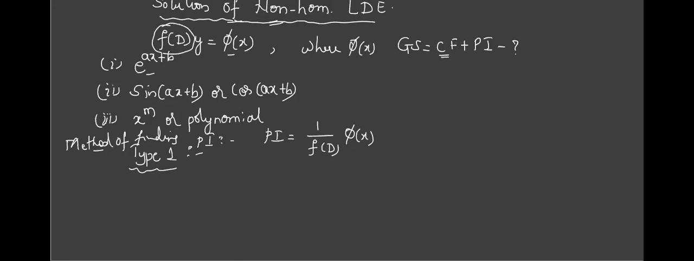And what is phi of x? It is the RHS part function. That's why I told you, if the RHS function is 0, anything multiplied with 0, the answer becomes 0. This is the standard format. Are you getting it? Whenever you take PI, it is 1 upon f of D into the RHS function. Now, in type 1, what is phi of x?